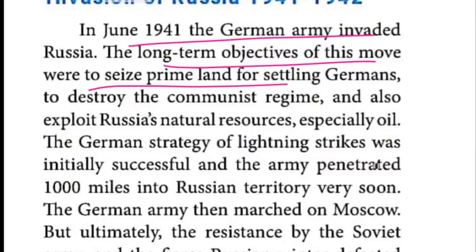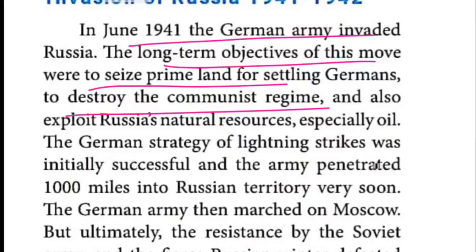The next one, to destroy the communist regime. Communist ideas, everything they had to destroy. The third aim of Germany was to exploit Russia's natural resources, especially the oil fields, which were located in the Caucasus. That's the name of the place. In those places only, the oil fields are there.